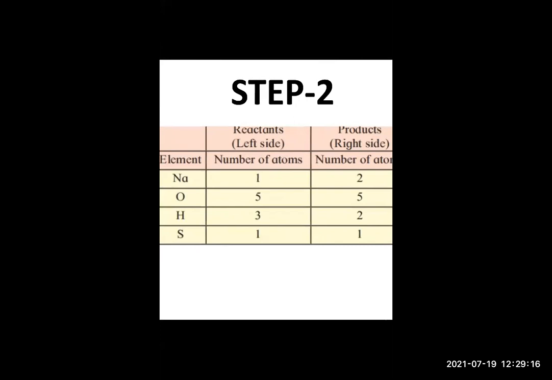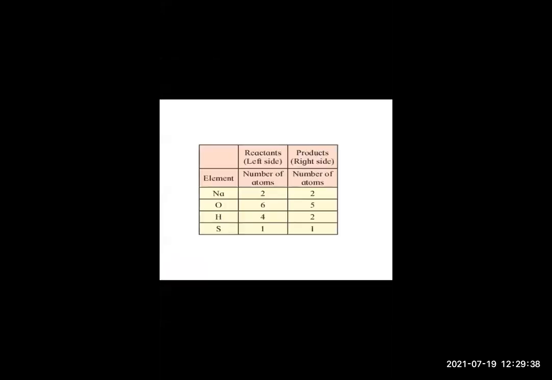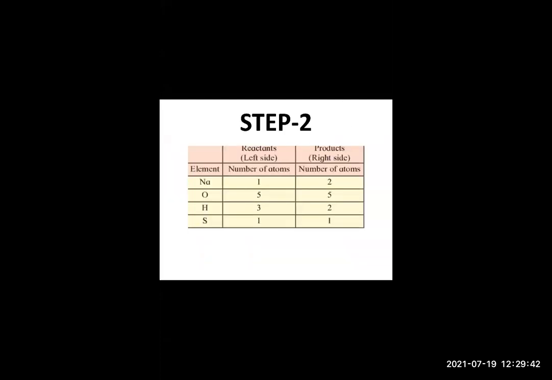Hydrogen is more. On the left side it is 3, whereas on the right side it is 2. Sulfur is balanced, so that means 1 each. So by making this table, it will be easy for you to find out the number of atoms.